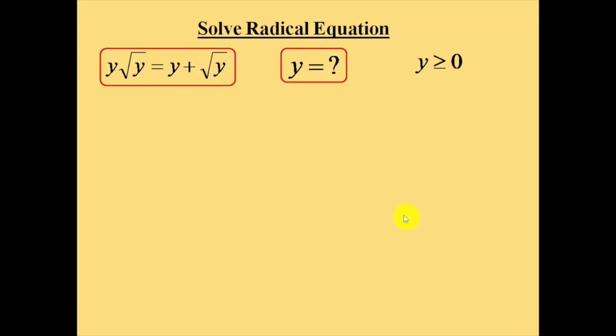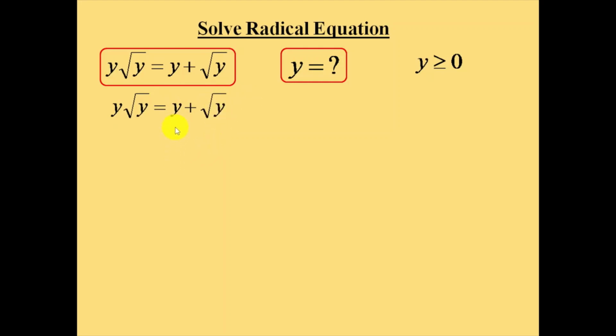Hello everyone. In this session, we need to find the value of y in the equation y into square root of y is equal to y plus square root of y, and it is given that y is greater than or equal to 0. So to find the value of y, take this equation: y into square root of y is equal to y plus square root of y.